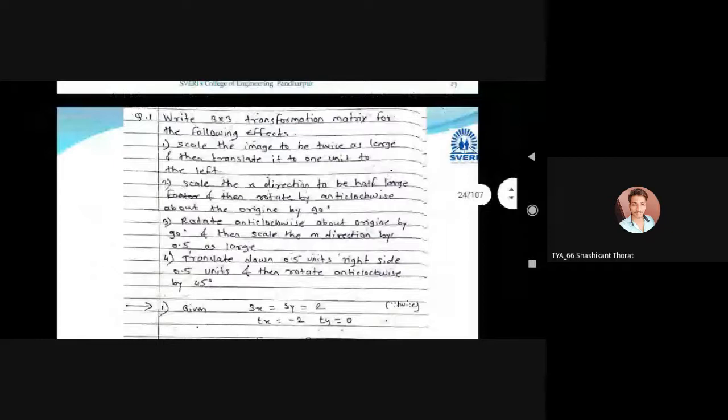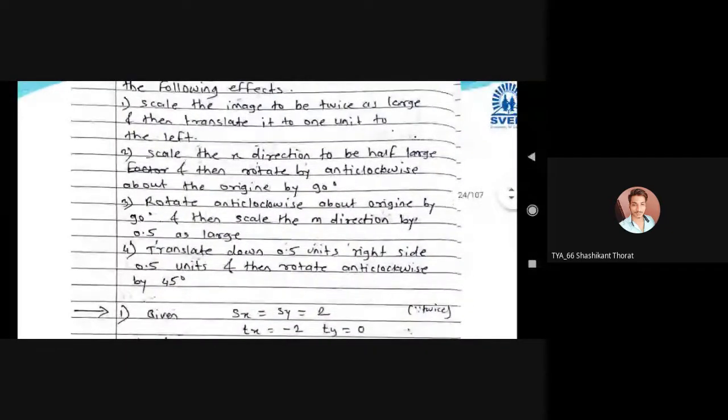Okay, now what is the second finding? Scale the x direction to be half as large. Scaling, again scaling they have asked. And then rotate anti-clockwise about the origin by 90 degrees. While rotating, what do we do? 90 degrees, the given data is given by them. Then what is the formula? Cos theta, sin theta, minus sin theta, cos theta, 0 0 0 1. Now we have to put only the theta value, and we have to multiply that transformation matrix into the reference or given matrix. Now that will be the answer.